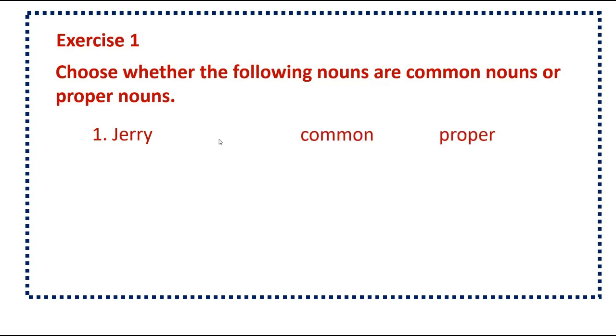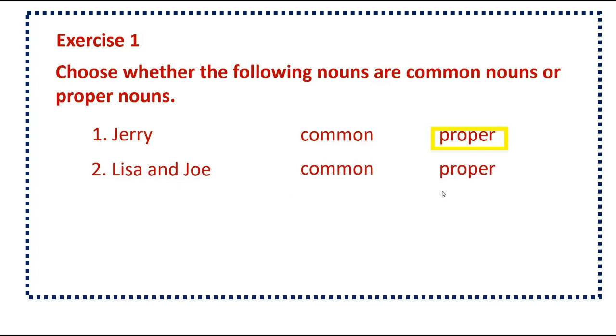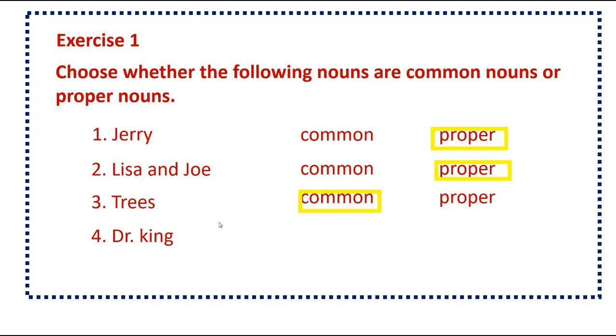Jerry. Common or proper? Answer is proper. Number 2, Lisa and Joe. Common, proper. Answer is, it's a proper. Number 3, trees. Common, proper. Answer is, it's common. Number 4, Dr. King. Common, proper. Dr. King is a proper noun.